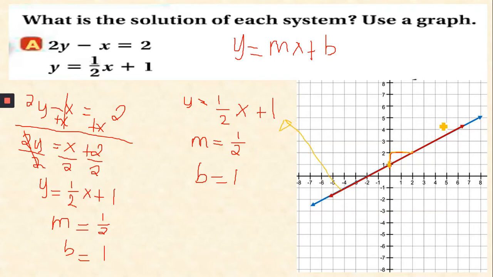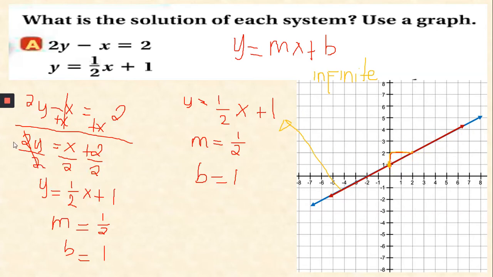Try to observe. The 2 lines coincide. Meaning to say, we can say then that this system has infinite number of solutions. Infinite number of solutions or infinitely many solutions. What does it mean? It means to say that all the points here are the solution of the given system.